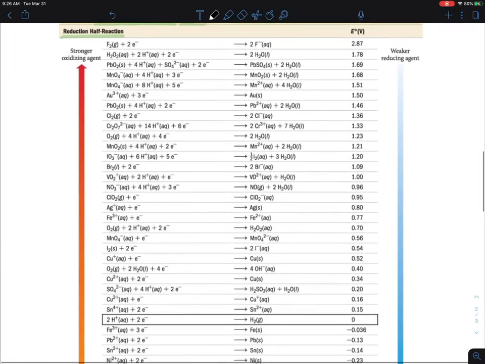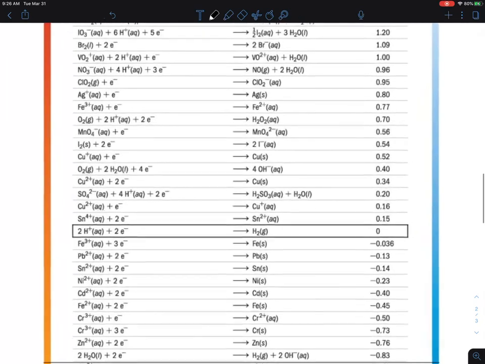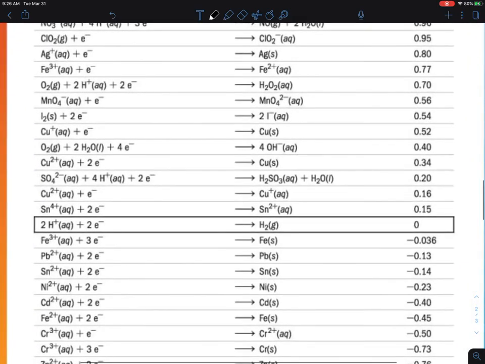This massive table that you see, and even the reference sheet shows, is shown in the box.